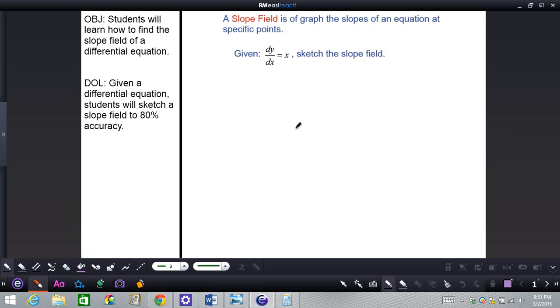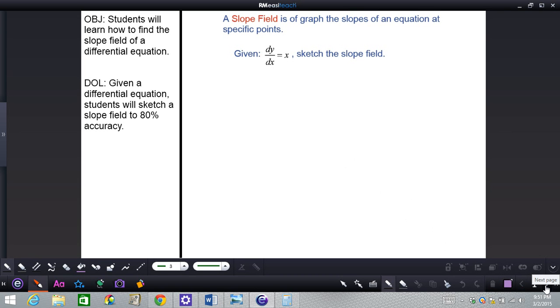So we're going to take a look at a very simple differential equation. We call this a differential equation because it's got dy dx in it. That's it. You've heard me use that term before, but that's basically all it is. So dy dx equals x. Sketch the slope field. So that's basically what the question is going to be looking like. This comes up on the AP Calc exam all the time.